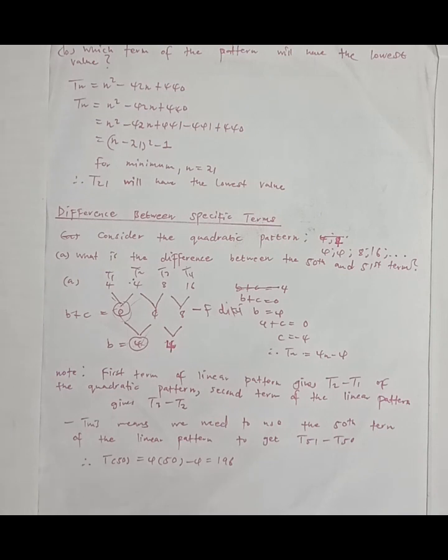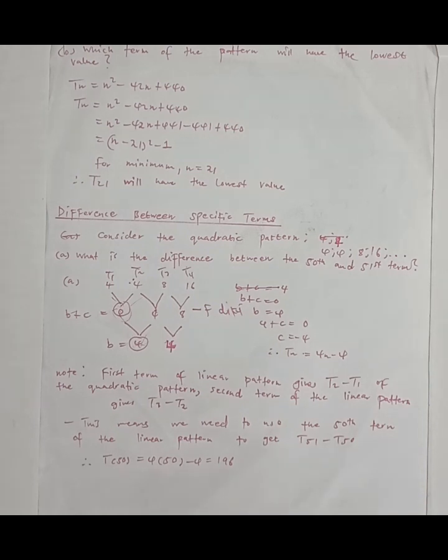t3 minus t2 gives us the second term for this one. So now we want the difference between the 50th and 51st term. So obviously we need to use the 50th term of the linear pattern to get t51 minus t50. So therefore t50 is equal to 4 times 50 minus 4, which is equal to 196, and that is it. You're done.